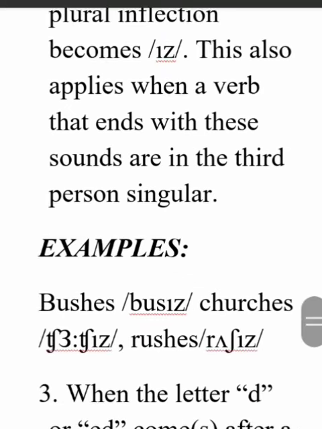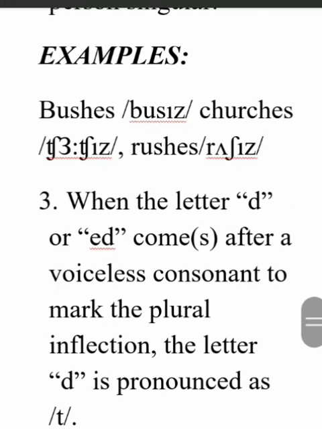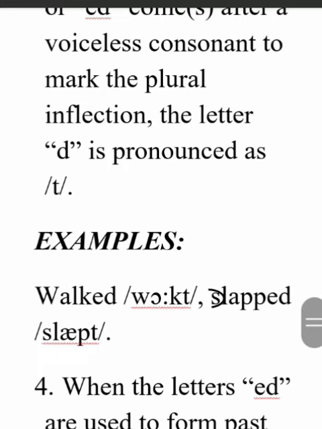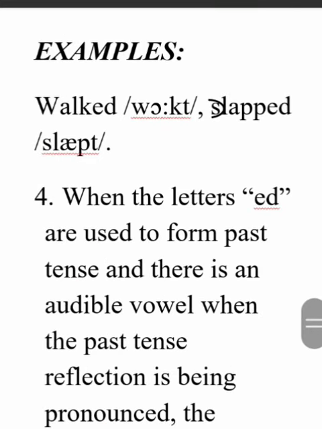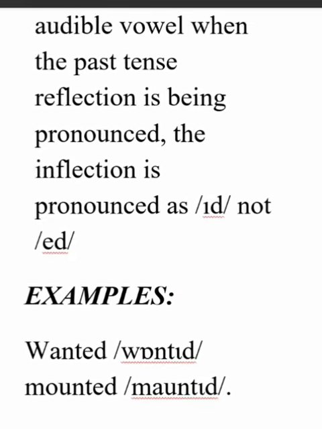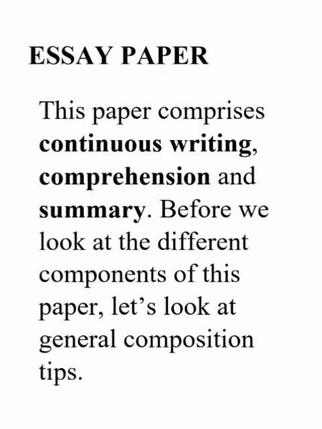3. When the letter D or ed comes after a voiceless consonant to mark the past inflection, the letter D is pronounced as. Examples: walked, slapped. 4. When the letters ed are used to form past tense and there is an audible vowel when the past tense inflection is being pronounced, the inflection is pronounced as. Examples: wanted, mounted.